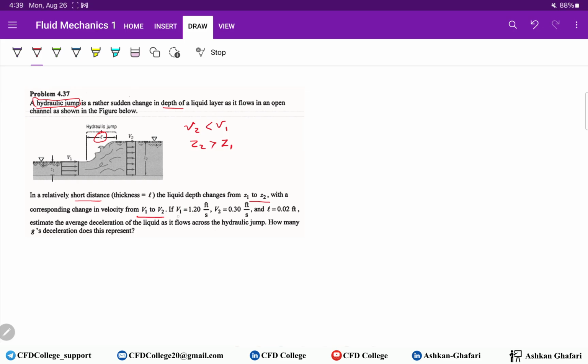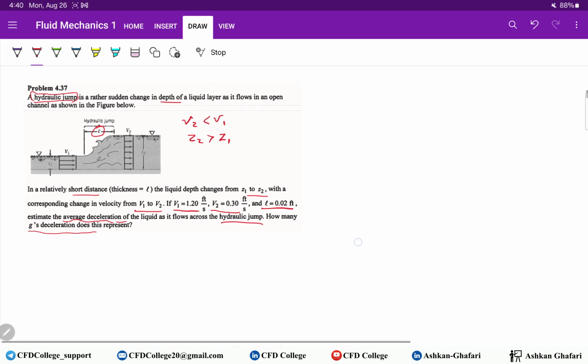V1 is 1.2 feet per second and V2 is 0.3 feet per second, and we know the L, the length on which the hydraulic jump occurs, and we should estimate the average deceleration of the liquid as it flows across the hydraulic jump, and also how many g's deceleration this represents. Okay, now I think you all know how we should solve this problem.